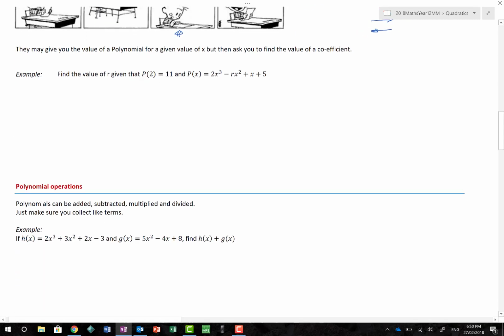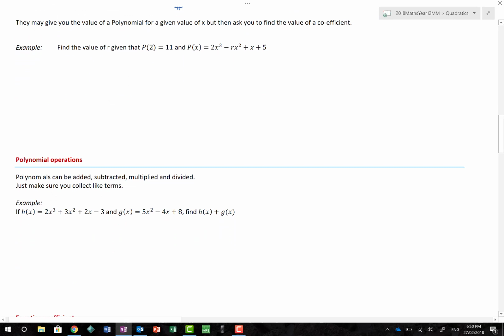All right, so here's an example of doing things backwards. In this situation, they've given me the value of a polynomial for a given value of x, but are asking me to find a value of a coefficient. So this time they're saying find r. Where is r? It's in my polynomial. And they're giving me this information here. Now, all it means is when I substitute the value of 2 in, out comes the value of 11. And that's all the information I need to help me find the unknown.